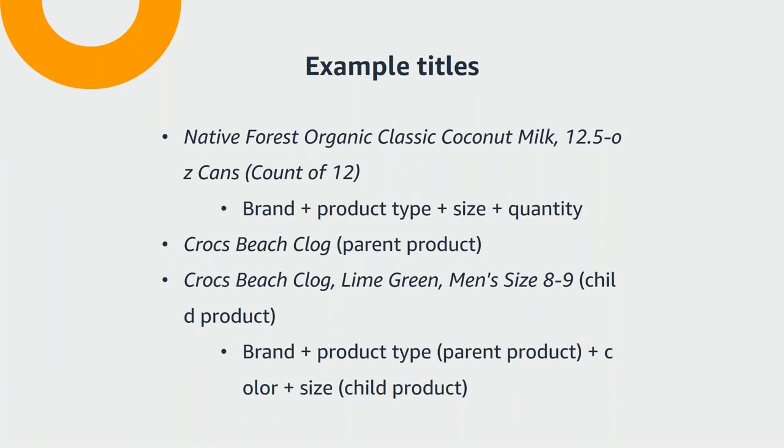For an apparel product with variations, a good title for a parent product would be Crocs Beach Clog. That's just the brand, Crocs, and product type, Beach Clog, without any of the variation information needed for the actual sellable child products. For a child product, a good title might add lime green for color and men's size 8 to 9 for size.